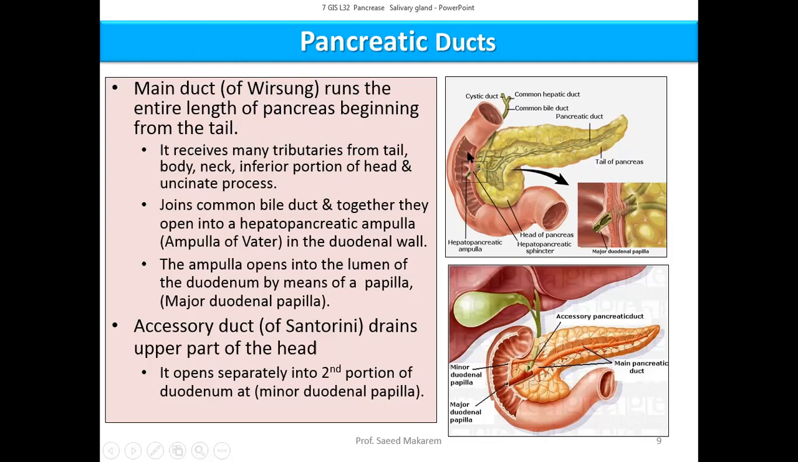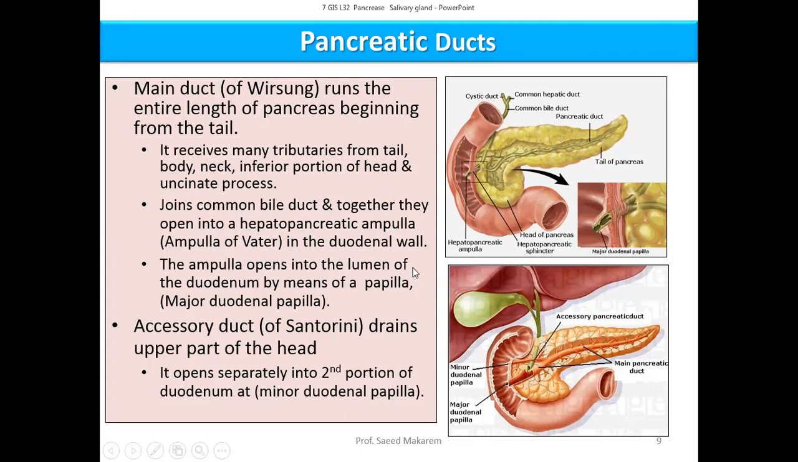It receives many tributaries from the tail, body, neck, inferior portion of the head, and uncinate portion. If you see here, there are smaller ducts which are all draining into it. So there are so many short ducts which are all opening into the main pancreatic duct. It joins the common bile duct and together they open into the hepatopancreatic ampulla. If you see here, this is the common bile duct, this is the pancreatic duct. So both will join to form an ampulla, that is the large dilated portion that is called the hepatopancreatic ampulla, or it is also called the ampulla of Vater, within the duodenal wall.